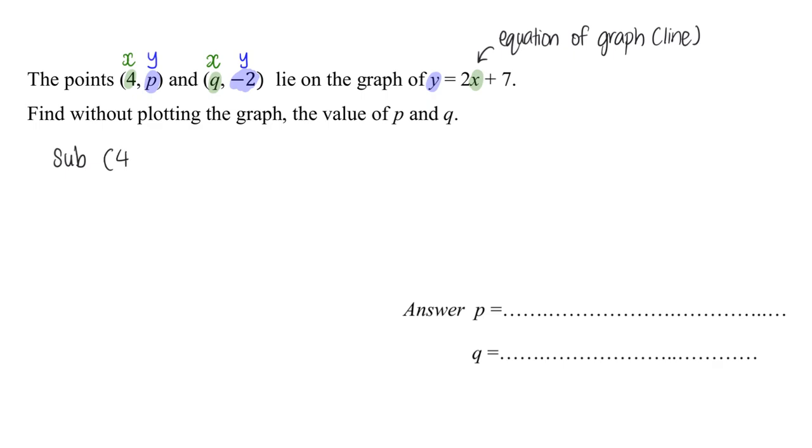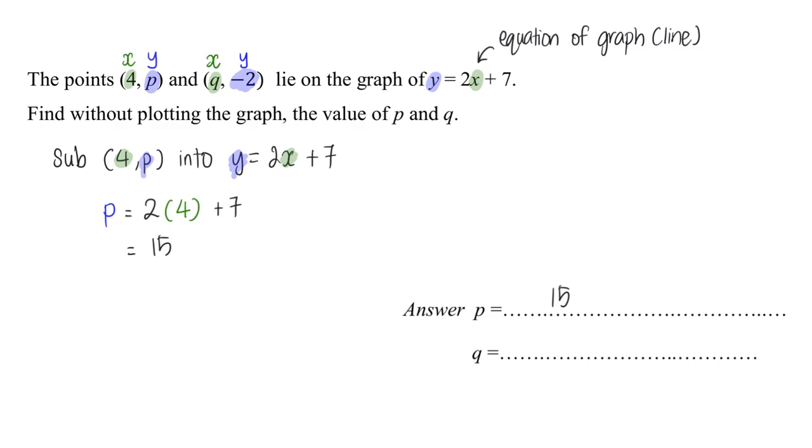So I'm going to substitute 4, P into y equals 2x plus 7. Notice again, when I color code it, you can see that my y is my P. And the corresponding value, in this case the x, will be 4. And from here I can get the value of P very easily, 15.